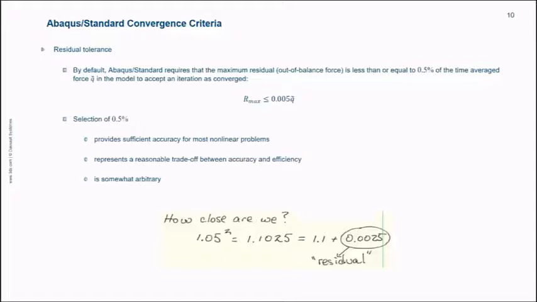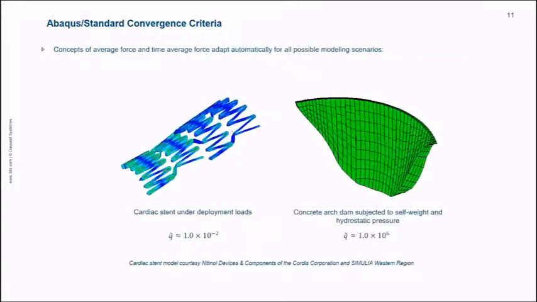All right, so there is an idea in Abaqus that because we're using ratio checks, then Q tilde, this time average force, adapts itself to the model, and so because we're doing a ratio, then we get a relative residual check. So the same code that works for a small cardiac stent works for a concrete arch dam.